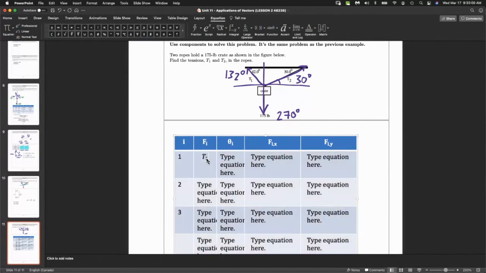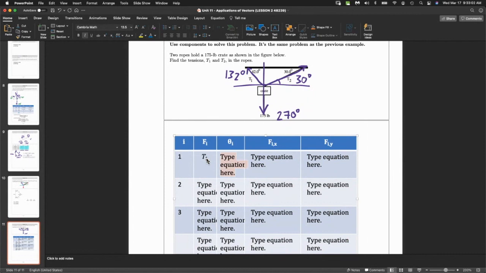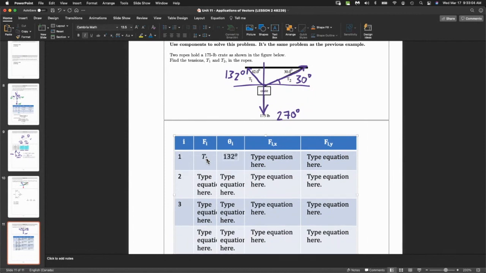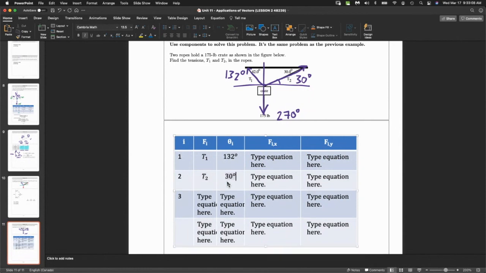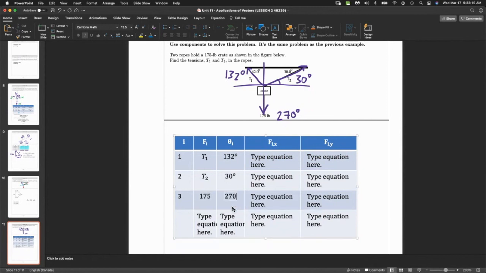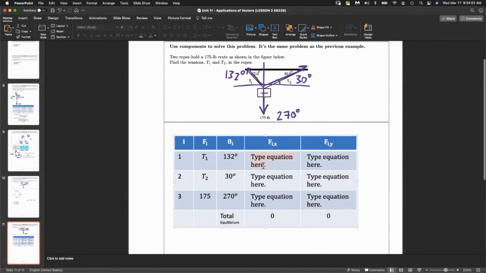So there's T1 with an angle of 132 degrees. There's T2 with an angle of 30 degrees. There's 175 pounds with an angle of 270 degrees. And that total for this situation is going to be 0 because we are in equilibrium. What do we have in the directions in the x and y here?